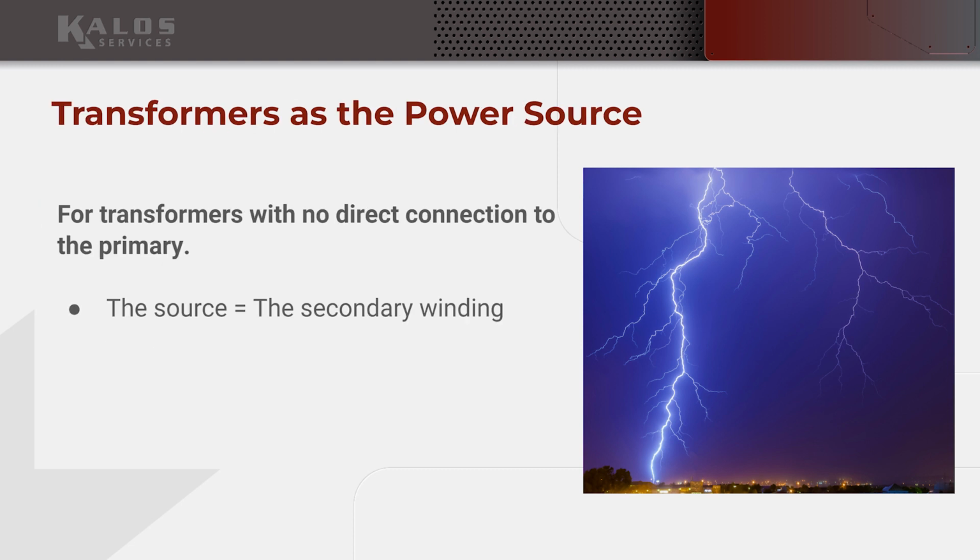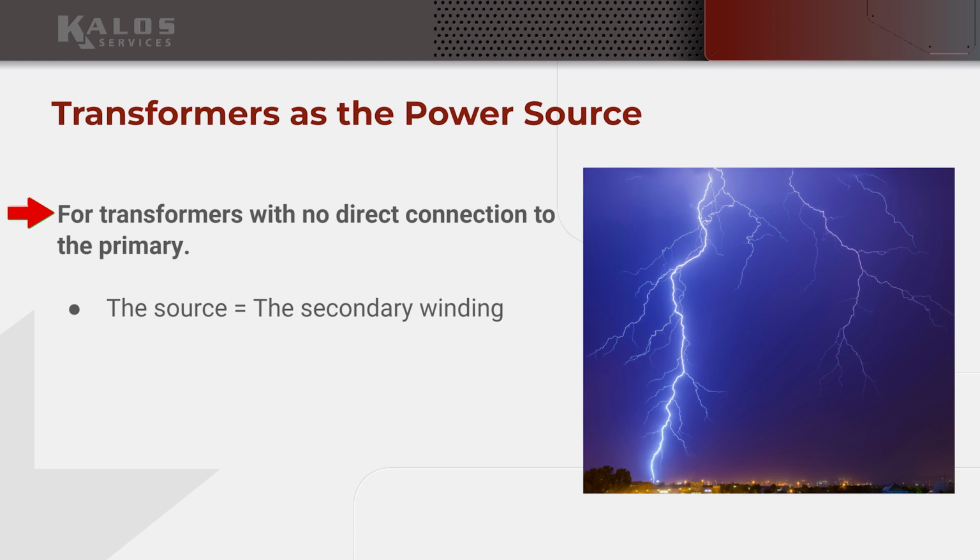I meant to change this picture, but for transformers with no direct connection to the primary, so these are the kinds of transformers we talked about last week, we have a primary coil and a secondary coil, and they don't have any electrical interconnection. They're only linked through induction. In that case, the source is the secondary winding of our on-site transformer. We call that a separately derived system, by the way. And so in that case, the power source is our transformer.